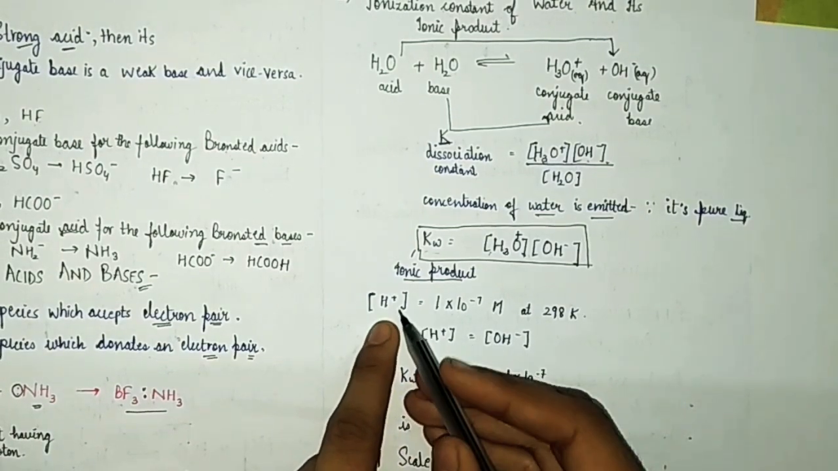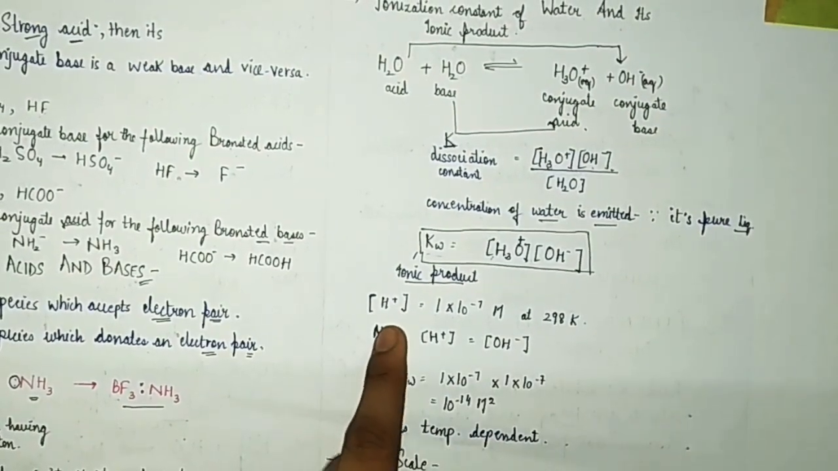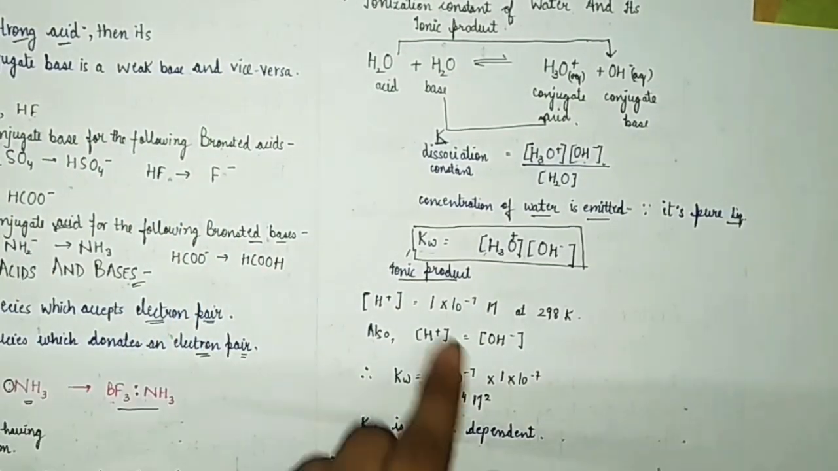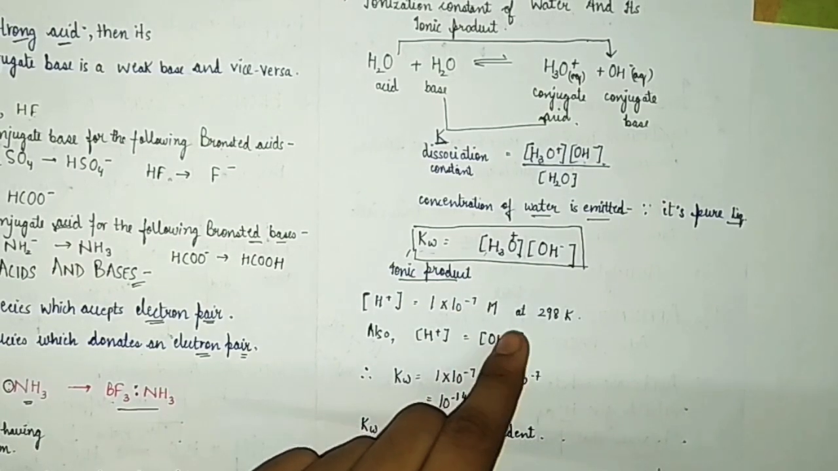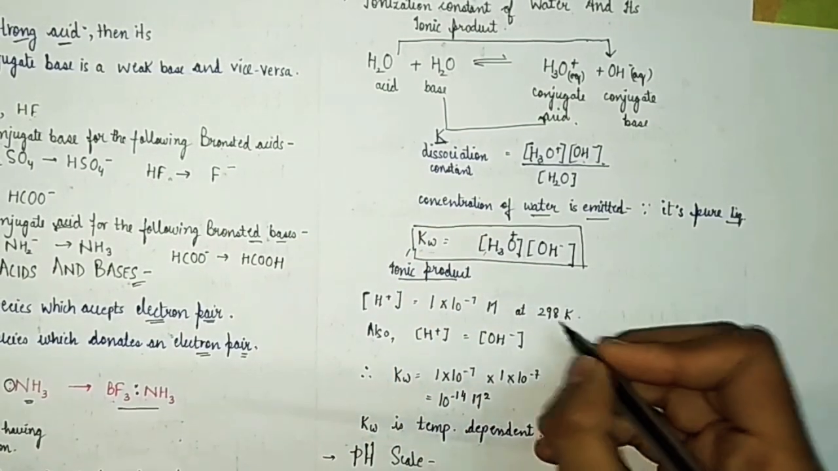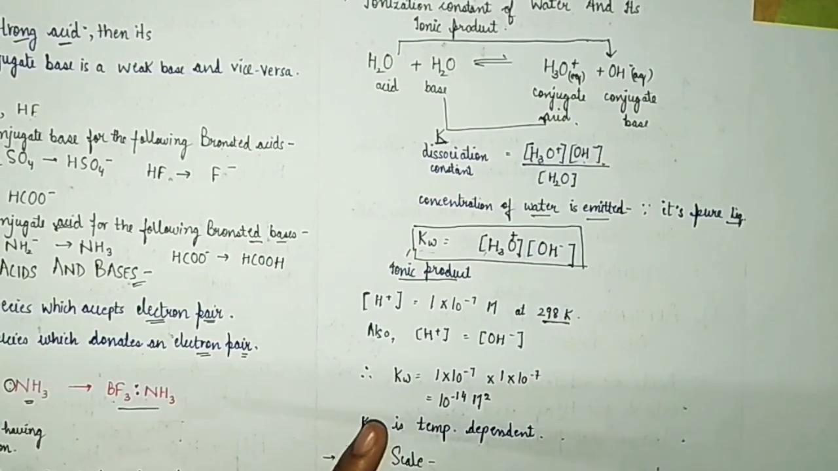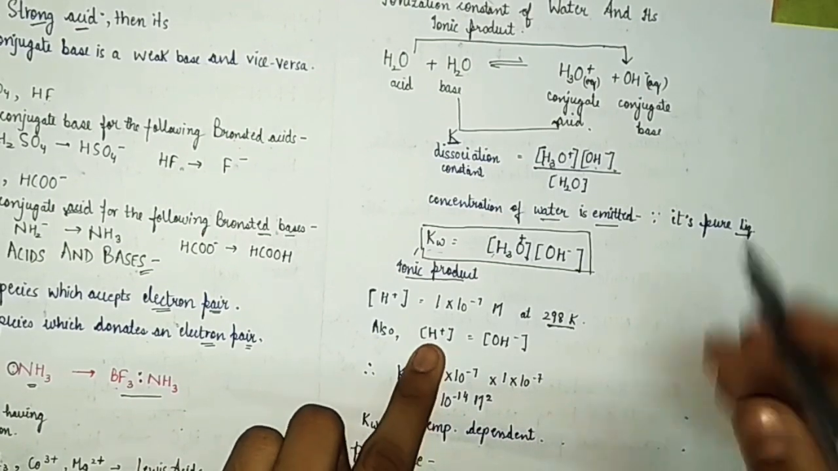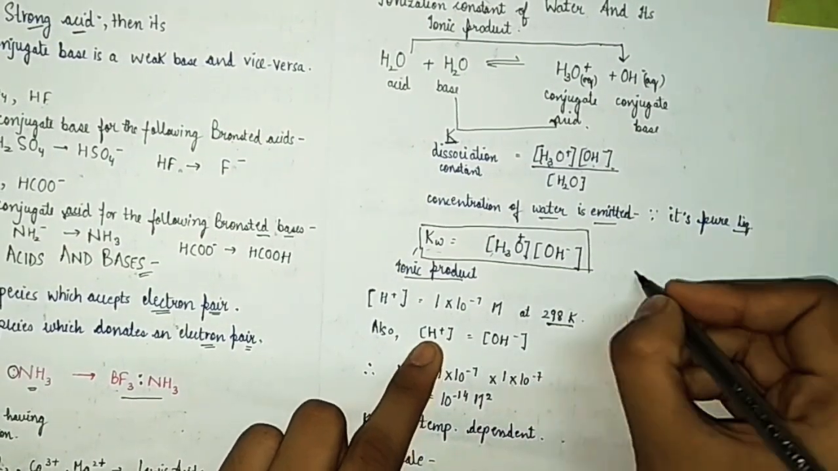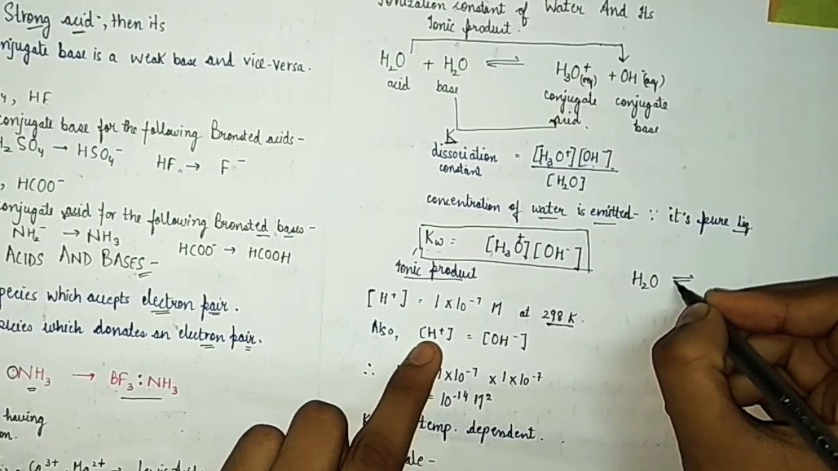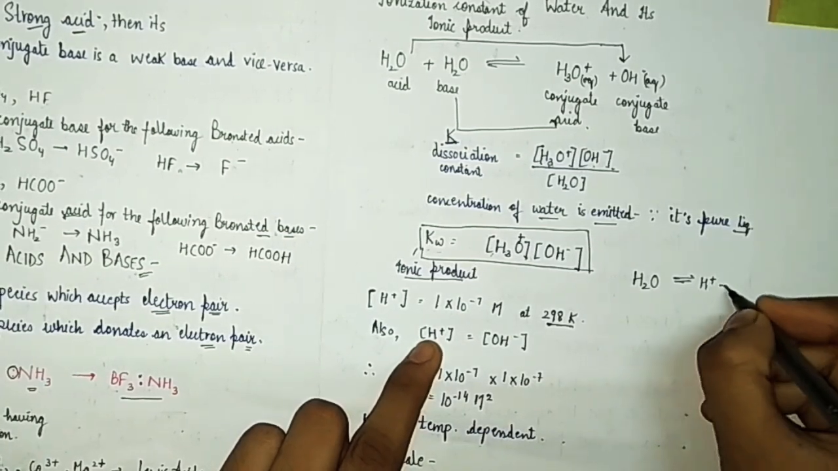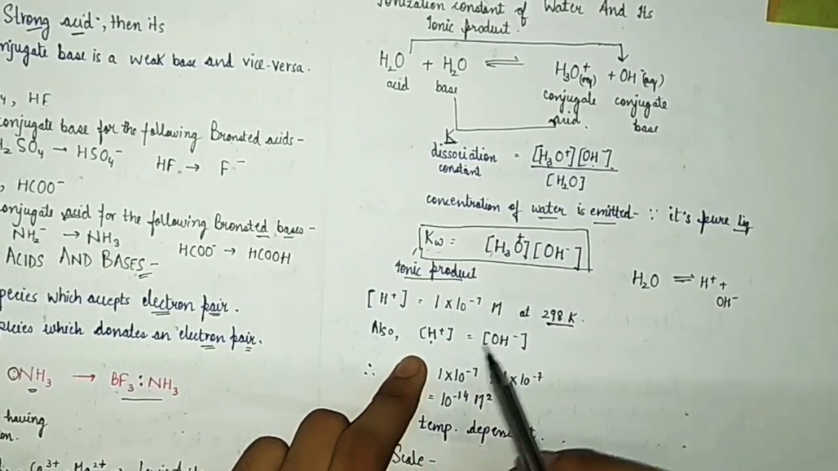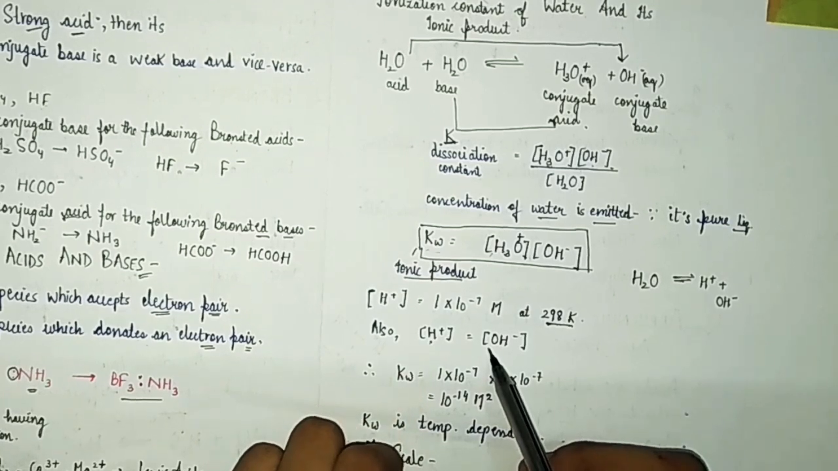So experimentally we have found that the concentration of hydronium ions, H plus ions or H3O plus ions, whatever you like to call it, is 1 into 10 raised to the minus 7 molar, or moles per liter, at room temperature, 25 degrees Celsius or 298 Kelvin. We also know that the water molecule dissociates into equal numbers of moles of H plus ions and hydroxyl ions. So the concentration of H plus ions is equal to the concentration of hydroxyl ions.